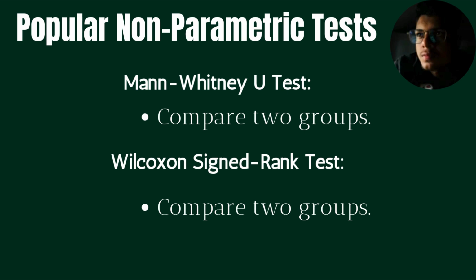Next, the Wilcoxon signed rank test. It is used for comparing two related groups or the same group before and after some treatment. Imagine you want to see if students from Janakpur improve their scores after taking extra math classes. You can use this test to compare their scores before and after the classes.